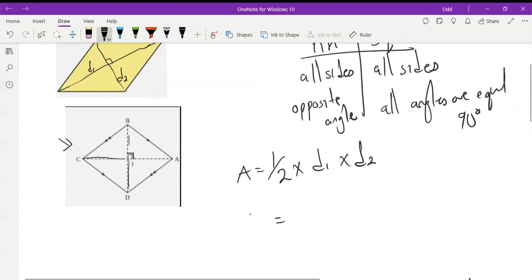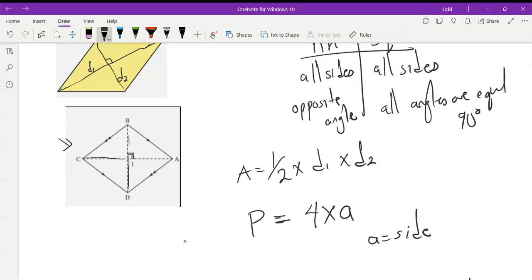And then the perimeter of a rhombus will be 4 times a, where a is the side of the rhombus. So the general formula for the area of a rhombus is half times d1 times d2, and the perimeter will be 4 times a.